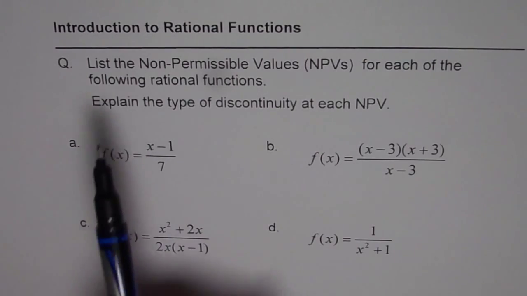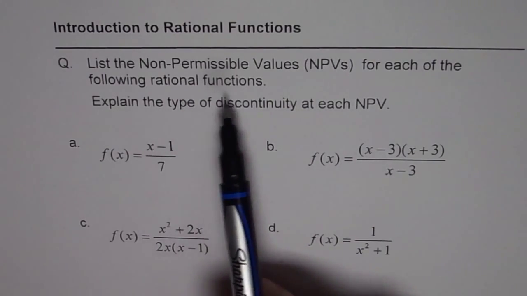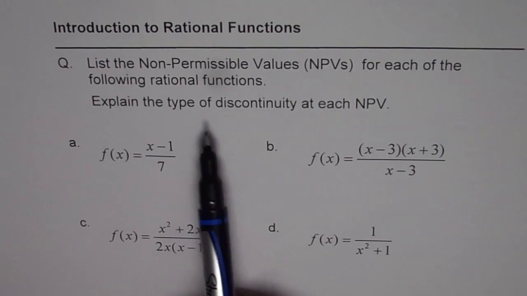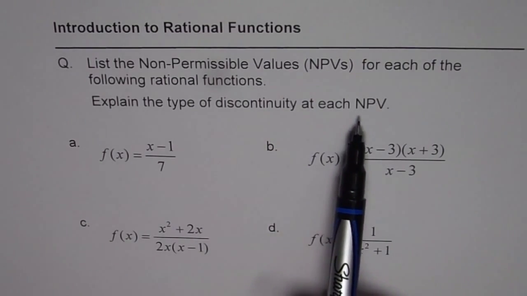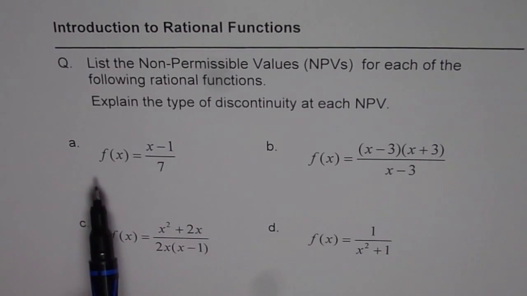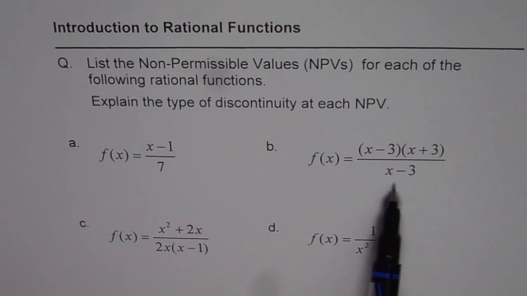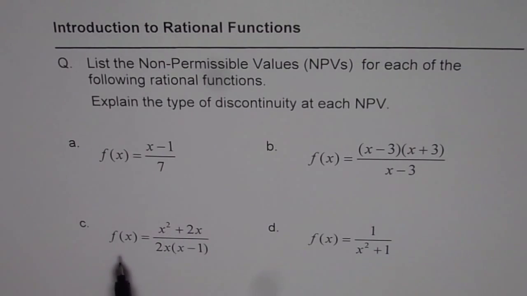It says, list the non-permissible values, NPVs, for each of the following rational functions. Explain the type of discontinuity at each NPV. So we have 4 of them. You can copy these questions, pause the video, answer, and then look into my suggestions. First one is f of x equals (x minus 1) over 7. B is f of x equals (x minus 3)(x plus 3) divided by (x minus 3). C is f of x equals (x squared plus 2x) divided by 2x(x minus 1). And D is f of x equals 1 over (x squared plus 1).